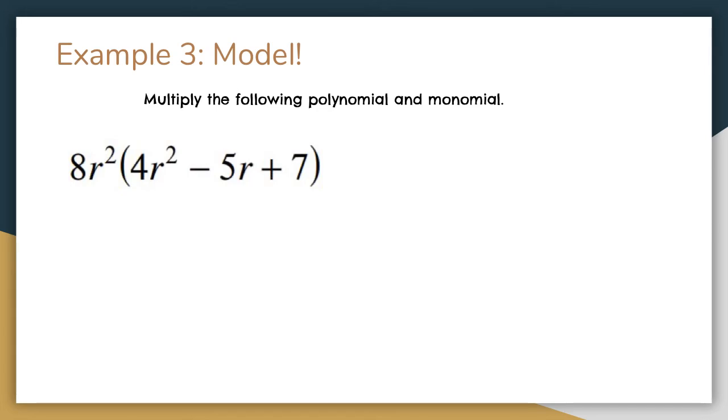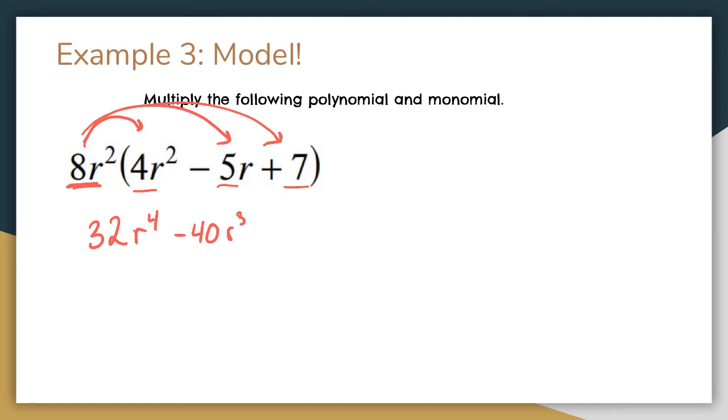Now here is another example that I'll model through, and I'll give you one similar to try for yourself in a moment. I can see that I'm multiplying a monomial by a trinomial, something with 3 terms, and so I'm going to take that monomial and distribute it to each of those 3 terms. My first one, 8r squared times 4r squared, I'll multiply 8 and 4, the coefficients, to find 32. Then I'll multiply r squared times r squared, leaving me with r to the 4th. Now I go on to the next term. 8 times negative 5 will give me negative 40, and r squared times r gives me r to the 3rd.